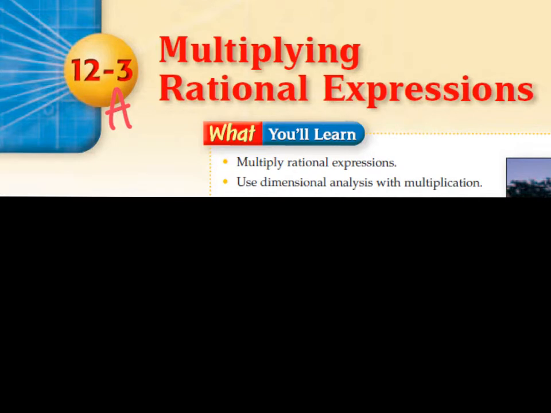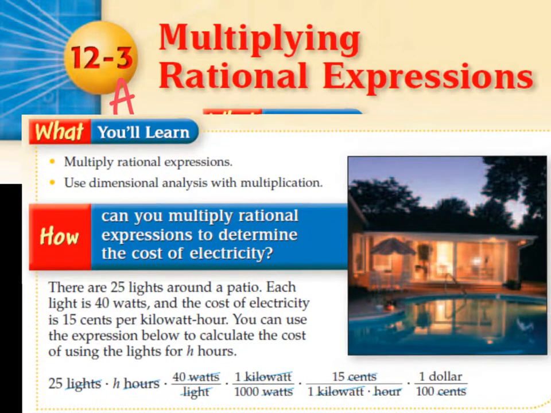In this lesson, you'll learn how to multiply rational expressions. How can you multiply rational expressions to determine the cost of electricity? There are 25 lights around a patio. Each light is 40 watts, and the cost of electricity is 15 cents per kilowatt hour. You can use the expression below to calculate the cost of using the lights for each hour.